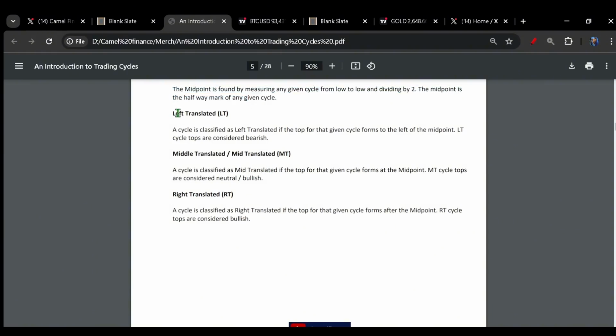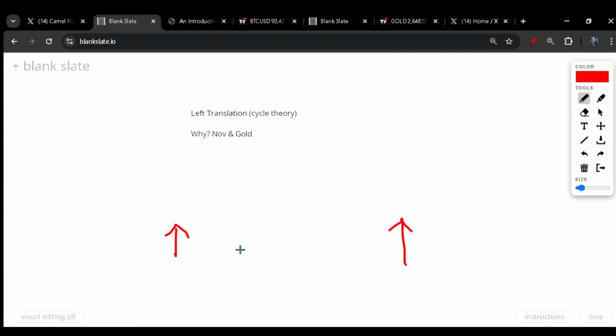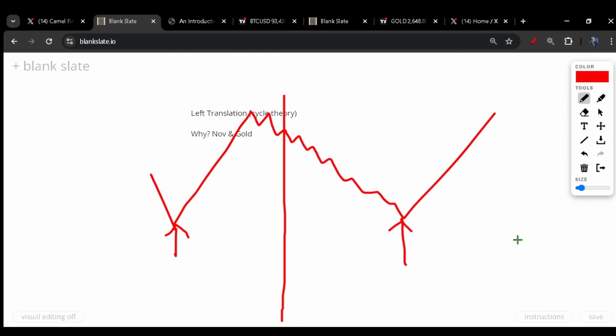A cycle is classified as left translated if the top for a given cycle forms to the left-hand side of the midpoint. Meaning, again, if we have our 2 cycle lows and we split the thing right down the middle perfectly in half, a cycle that is observed to form a cycle top to the left-hand side of that halfway point and spend the remainder of the cycle in a decline is qualified as left translated.